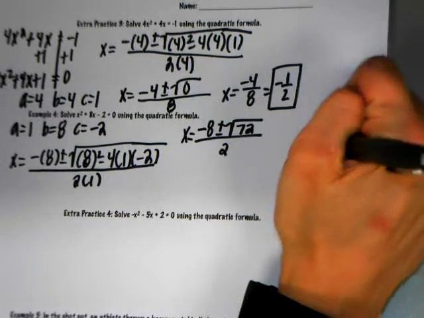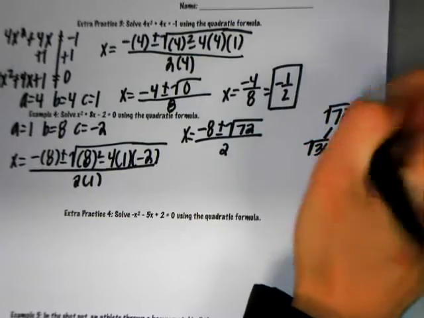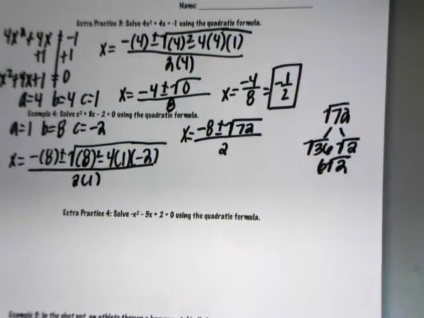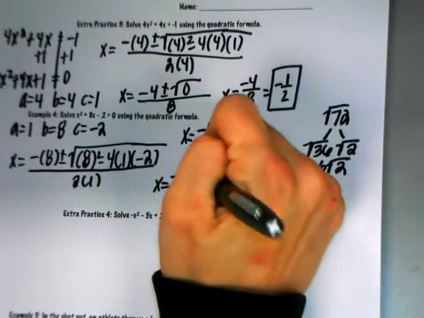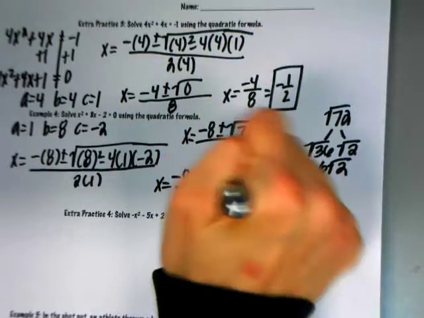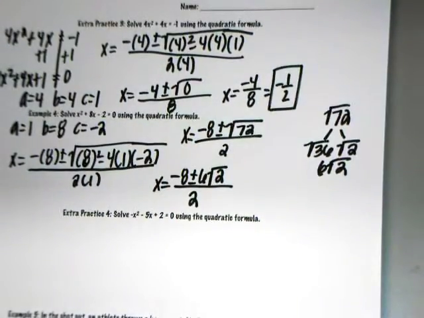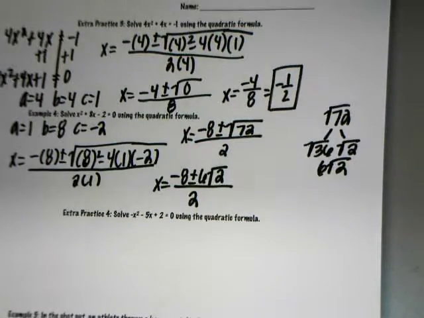36, yep. 36 and 2. So 6 radical 2. Okay, so we're going to have x equals negative 8 plus or minus 6 radical 2 over 2. And then the only other thing that you would do is you're going to look at all of your outside values, and it has to be like a triangle, the way you simplify this.